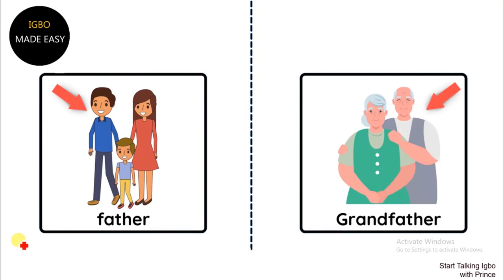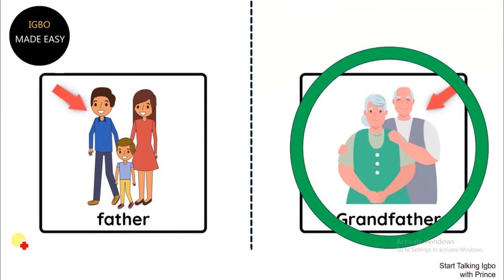Papa nnukwu. Yeah, Papa nnukwu is grandfather. Maybe you heard Papa and you thought of father. Papa is for father, but when it has nnukwu, nnukwu is like grand. Nnukwu is like big, large. So that means grandfather, not just father. Your father is just a papa. His father is your papa nnukwu. Papa di nnukwu. So you can remember it now.